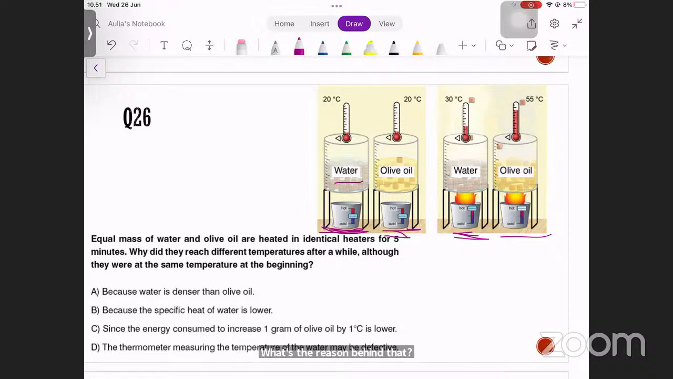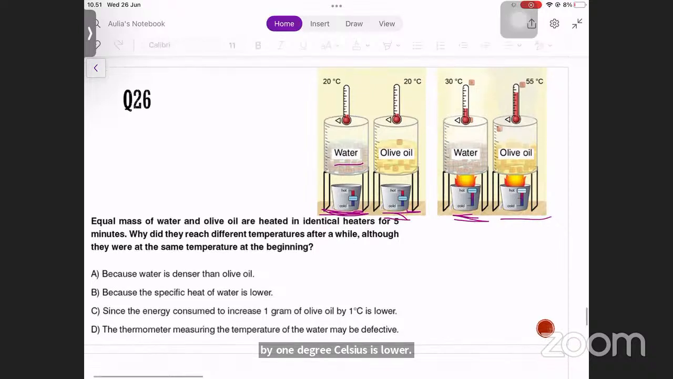A, because water is denser than olive oil. B, because the specific heat of water is lower. C, since the energy consumed to increase 1 gram of olive oil by 1 degree Celsius is lower. Or D, the thermometer measuring the temperature of water may be defective or cannot work pretty well. Everyone, I want you to answer this question. Let's try to analyze which one is the most possible answer.